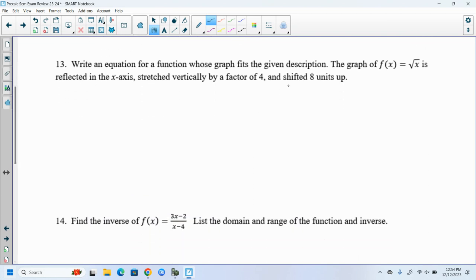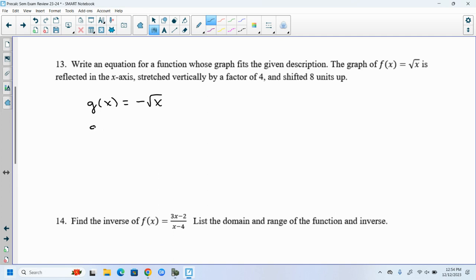13. Write an equation for a function whose graph fits the given description. All right, now it's square root of x. It is reflected in the x-axis. So for that one, right there, reflection in the x-axis means you change the sign of the answer so the negative goes on the outside.